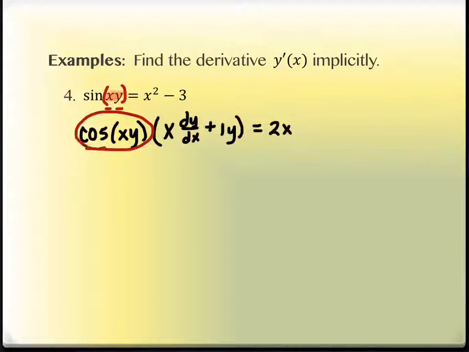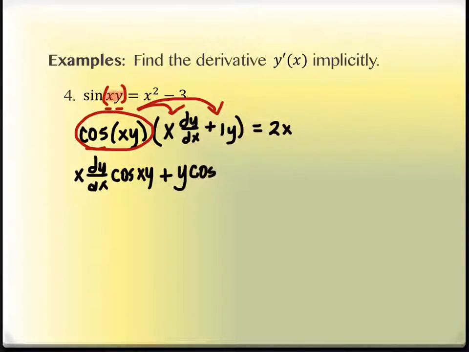Here's what I'm going to suggest. What we want is we want to distribute this to each piece. Now, as I'm doing my distribution, everything that's multiplied by cosine, I'm going to write it in front of cosine because I don't want it to look like it's multiplied by the angle accidentally and get confused on that. So I'm going to write this as x dy dx cosine of xy plus y cosine of xy equals 2x.